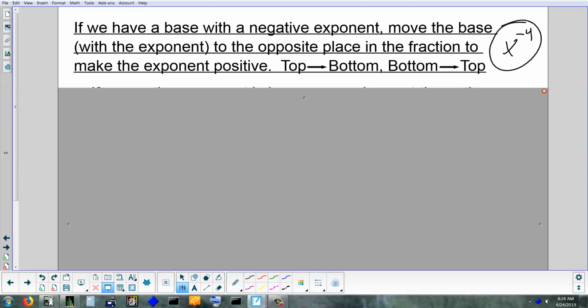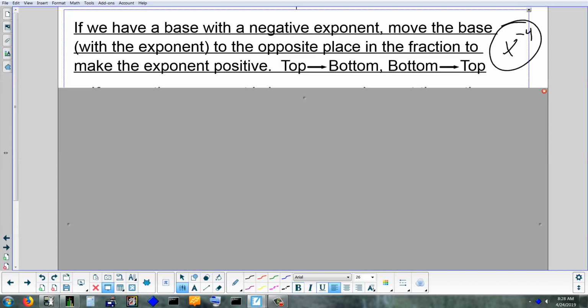So you've got to take that whole package deal and move it to the opposite place in the fraction. So what that means, if you had a negative exponent in your problem and it was already in the top, you want to make it positive, move it to the bottom. If you had a negative exponent in your problem and it was already in the bottom, well, you've got to move it to the opposite place in the fraction. Put it in the top.